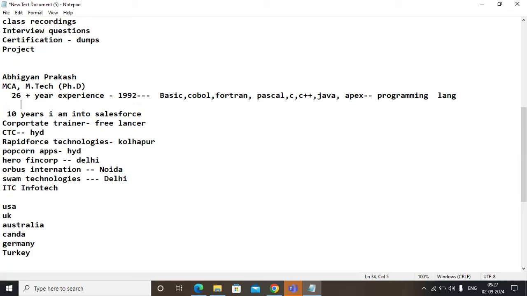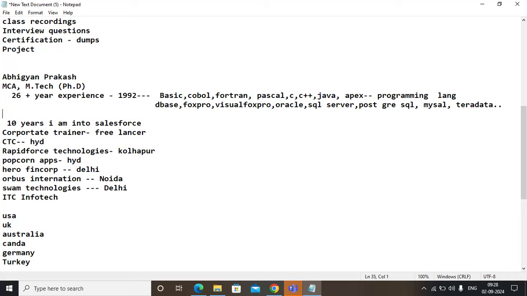And coming to databases, I started with dBase, then FoxPro, then Visual FoxPro, Oracle, SQL Server, PostgreSQL, MySQL, Teradata. So these are the database products.